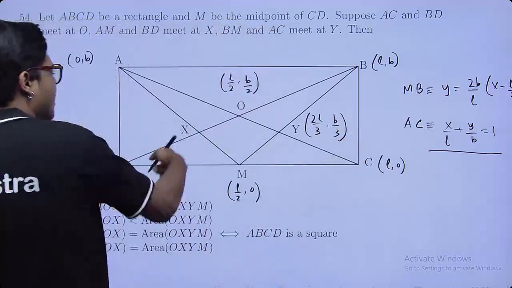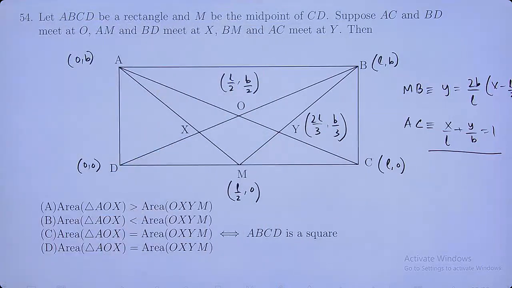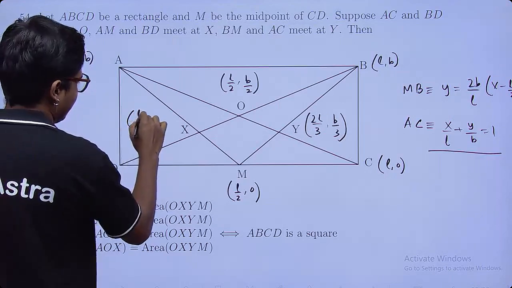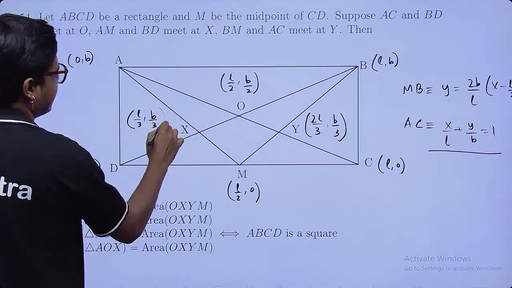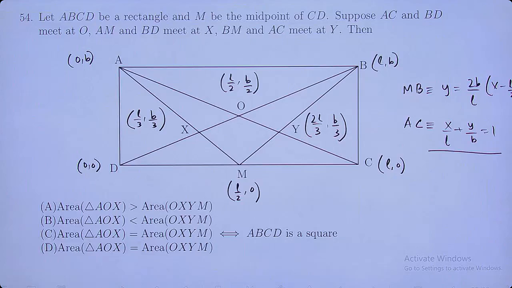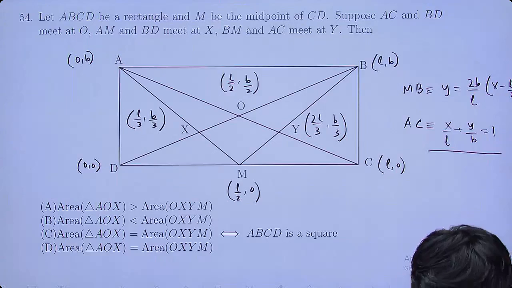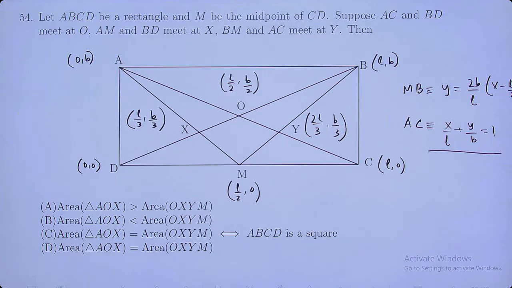Same way, you can solve for these two, right? You can solve for DB and MA, okay? So if you do that, you'll see it turns out to be L by 3, comma B by 3, okay? So you basically get the coordinates of all the points, right? Now if you have the coordinates of all the points, we can find out the area, right? We know how to find the area of any polygon in coordinate geometry if we have the coordinates given to us, yes or no?